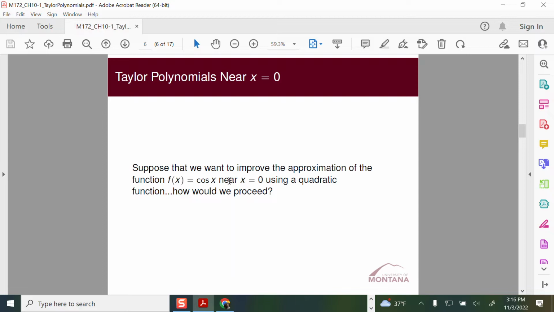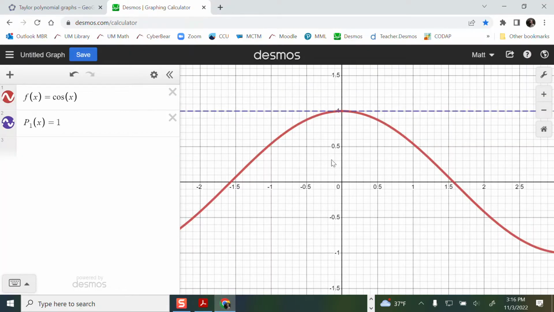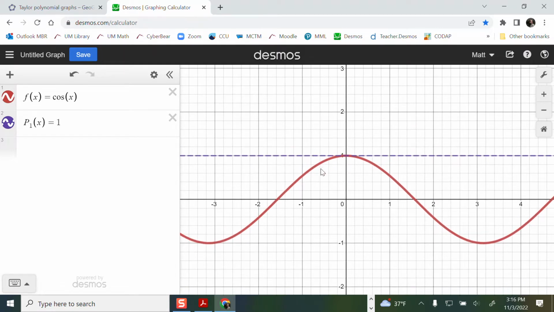Suppose we wanted to improve the approximation of the function f of x equals cosine x near x equals 0 using a quadratic function. How would we proceed? Let's just go back to our picture. Certainly we should be able to get something to fit in here that's better than a line, and a quadratic comes to mind because it's parabola shaped and it looks like we could get a parabola to fit in there somehow. We had a technique of equating derivatives. Let's see if we can extend that strategy to create a polynomial that's a quadratic, that is a parabola.